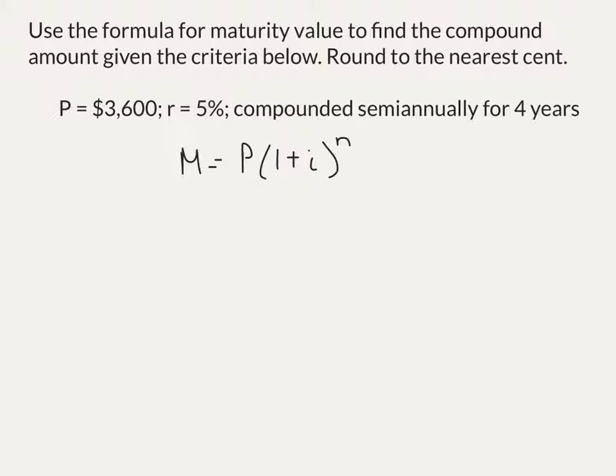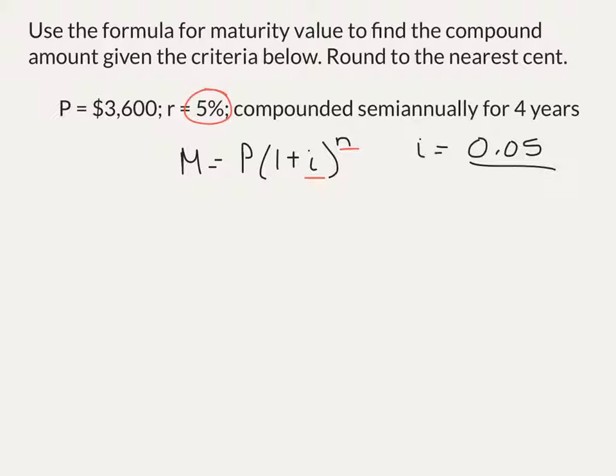This means that we need to find the value for I and n first before we can use the maturity value formula. I is the interest rate per compounding period. And we find that value by taking the interest rate per year and dividing it by the number of compounding periods in a year. So the interest rate per year is 5%, which is 0.05. And we'll divide that by the number of compounding periods in a year.